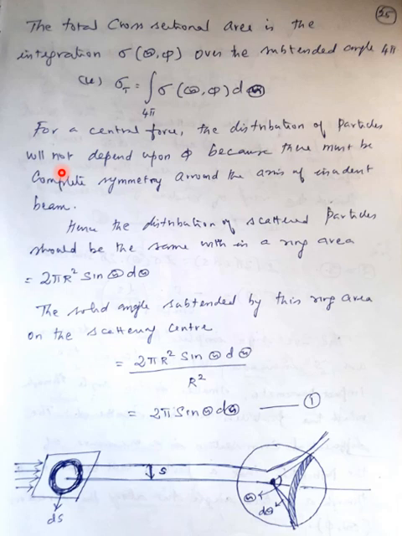Therefore, what will be the formula? 2 pi r square sin theta d theta. The solid angle subtended by this ring area on the scattering center will be this term divided by r square. Therefore, 2 pi r square sin theta d theta divided by r square. This r square will be cancelled. The remaining term will be 2 pi sin theta d theta, which is nothing but the solid angle subtended by the ring area on the scattering center.